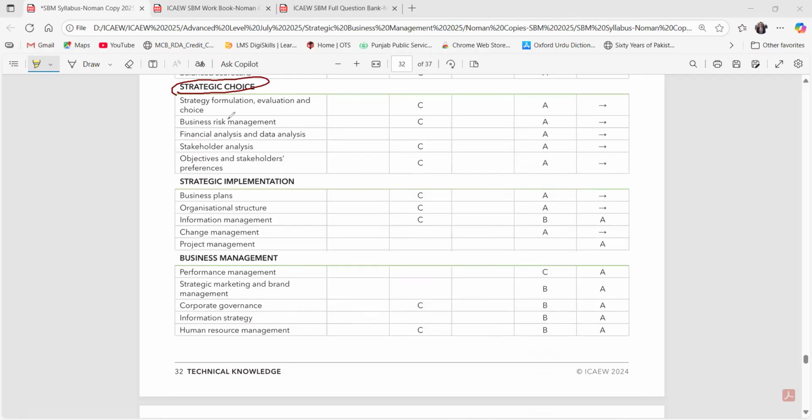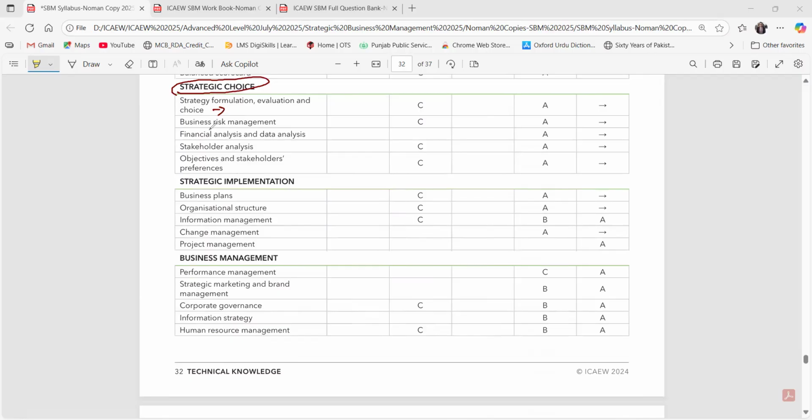In strategic choices, we have strategy formulation, evaluation, and choice. How should we formulate our strategy? What factors should we consider before formulating a strategy? What will our strategy look like, and what should we incorporate in it?